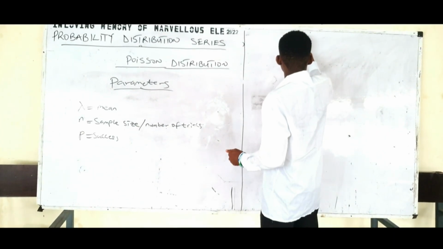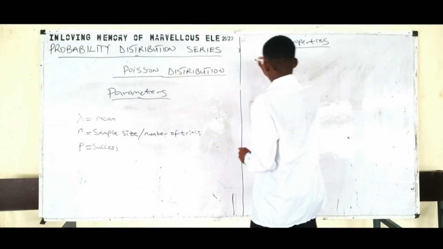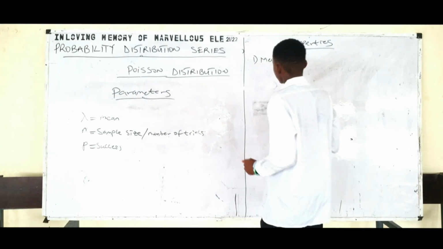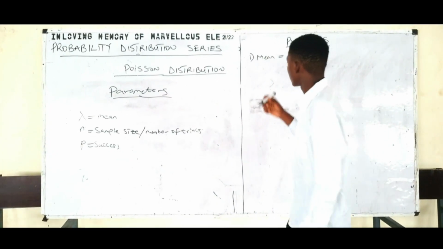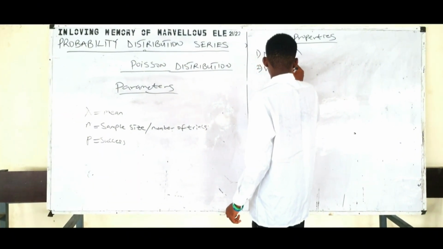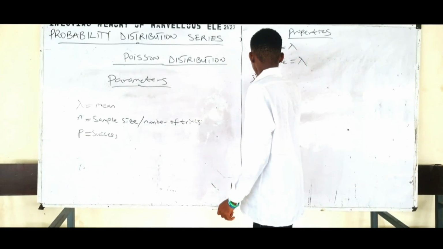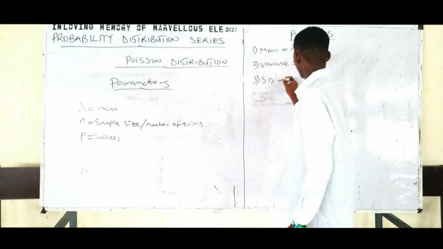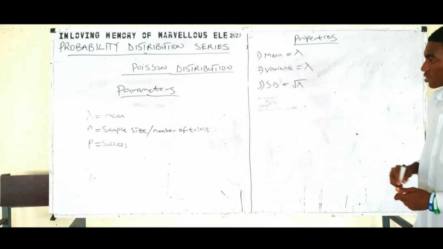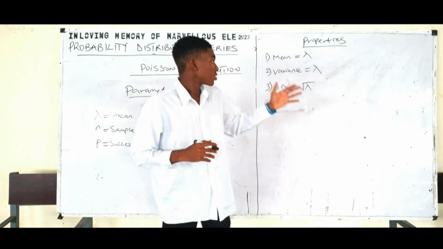And these are the properties of Poisson distribution. Number one, the mean is equal to lambda. Number two, the variance equals lambda also. And number three, the standard deviation S equals the square root of lambda. These are the three major properties of Poisson distribution.